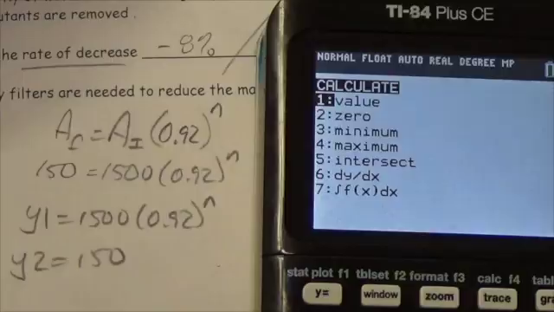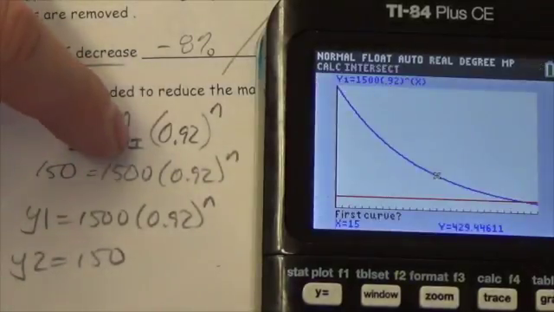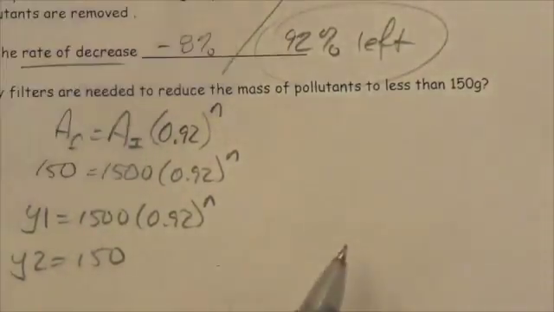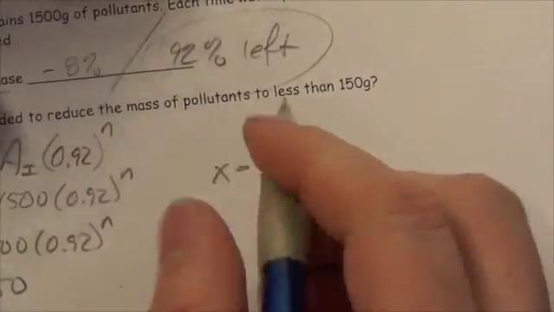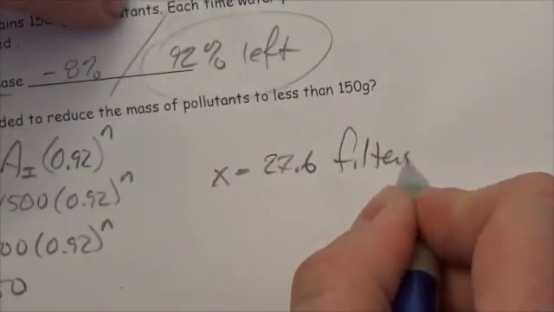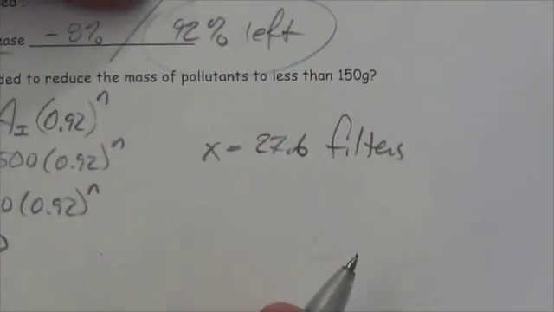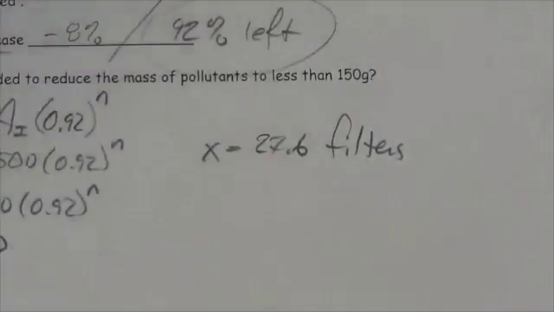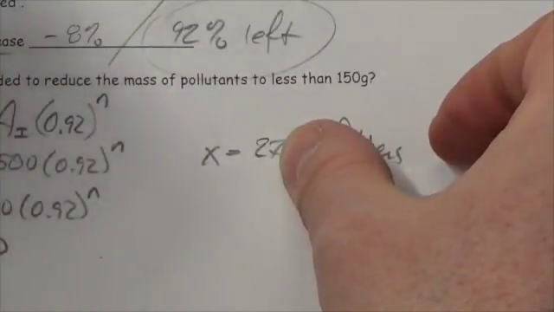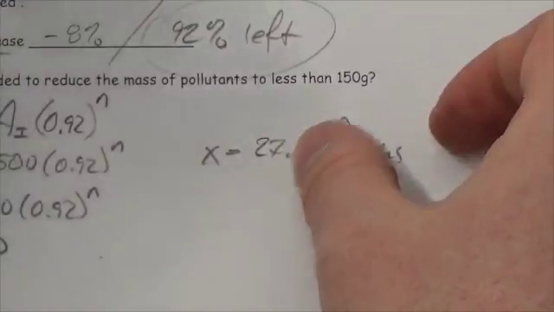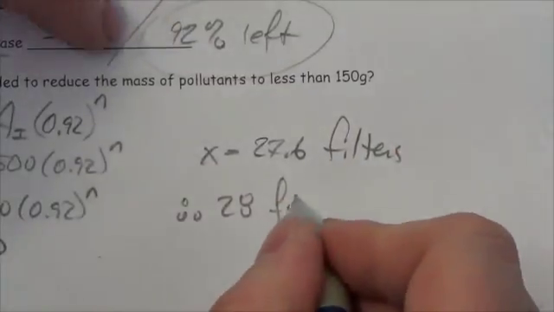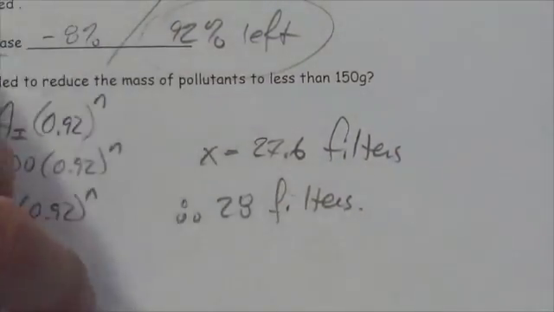I can see that. So now I go to my calc menu, go down to intersect. First curve, second curve, and let's go past the guess. I'm getting that the x value at the point of intersection is 27.6 filters. Now, that doesn't make any sense. You can't have 27.6 filters. You've got a filter there or you don't. But what that means is 27 filters wasn't enough to get it to 150. It was really close to 150, but it wasn't below it. So I have to round this up and say, if I want to get less than 150, I need 28 filters. That's the number that we're looking for.